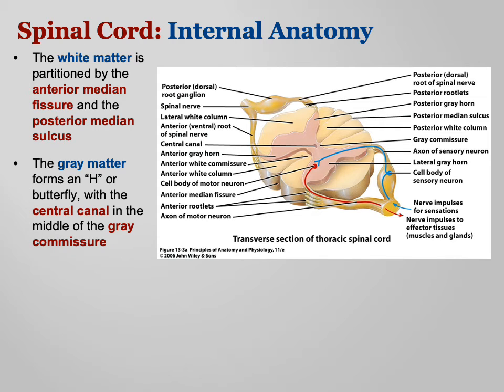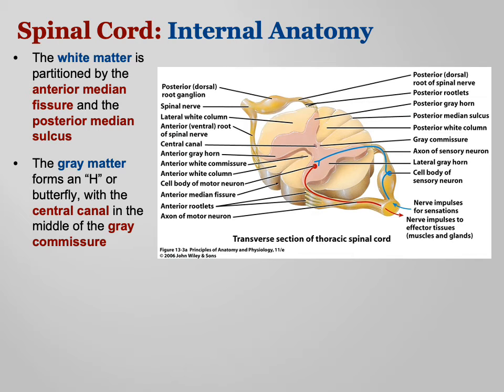Now notice how the gray matter forms kind of like an H or a butterfly, whatever, use your imagination. You can find things in the clouds, you can do this. So there's a hole in the middle, that's the central canal of the spinal cord. And that is full of cerebrospinal fluid. That's a conduit, a pathway for the flow of CSF.